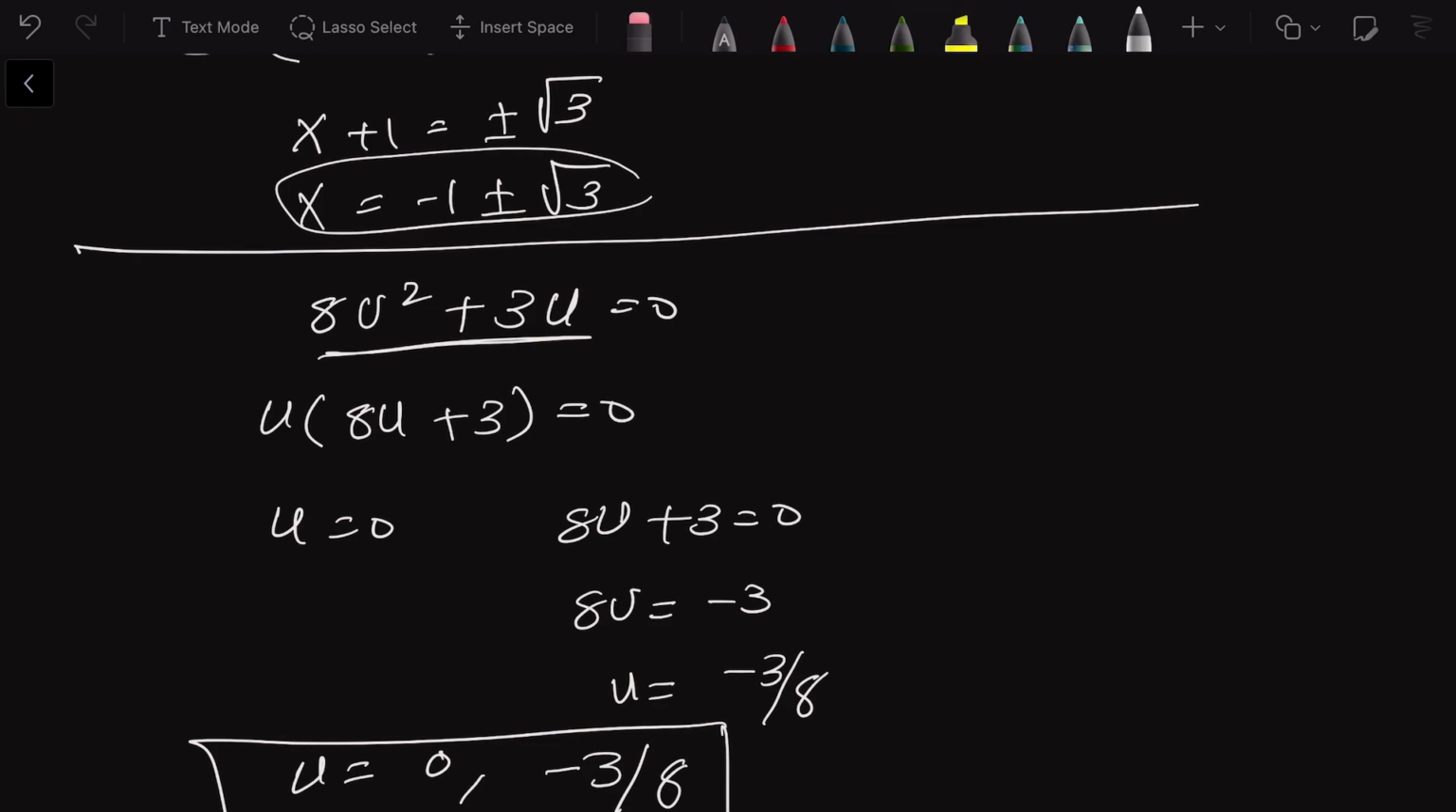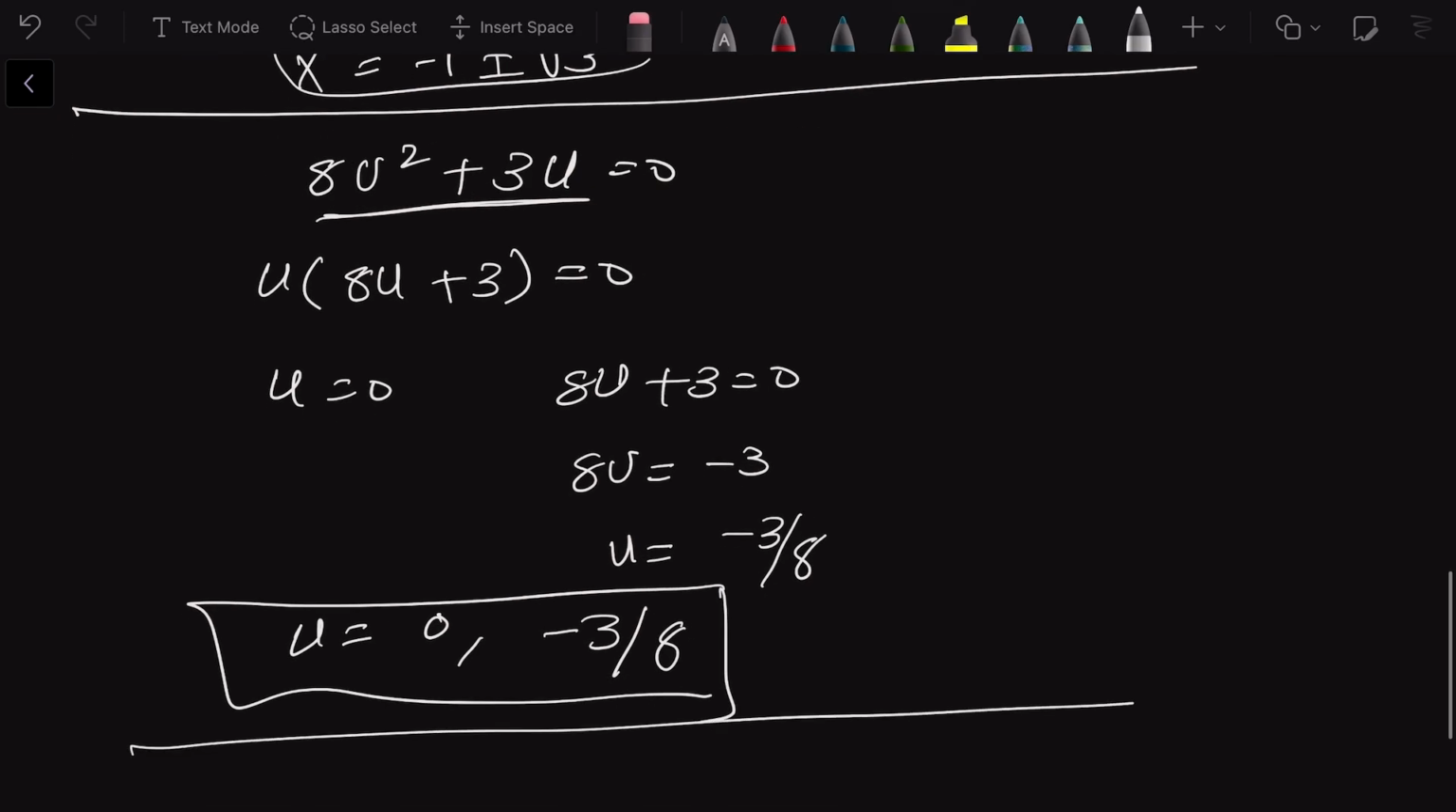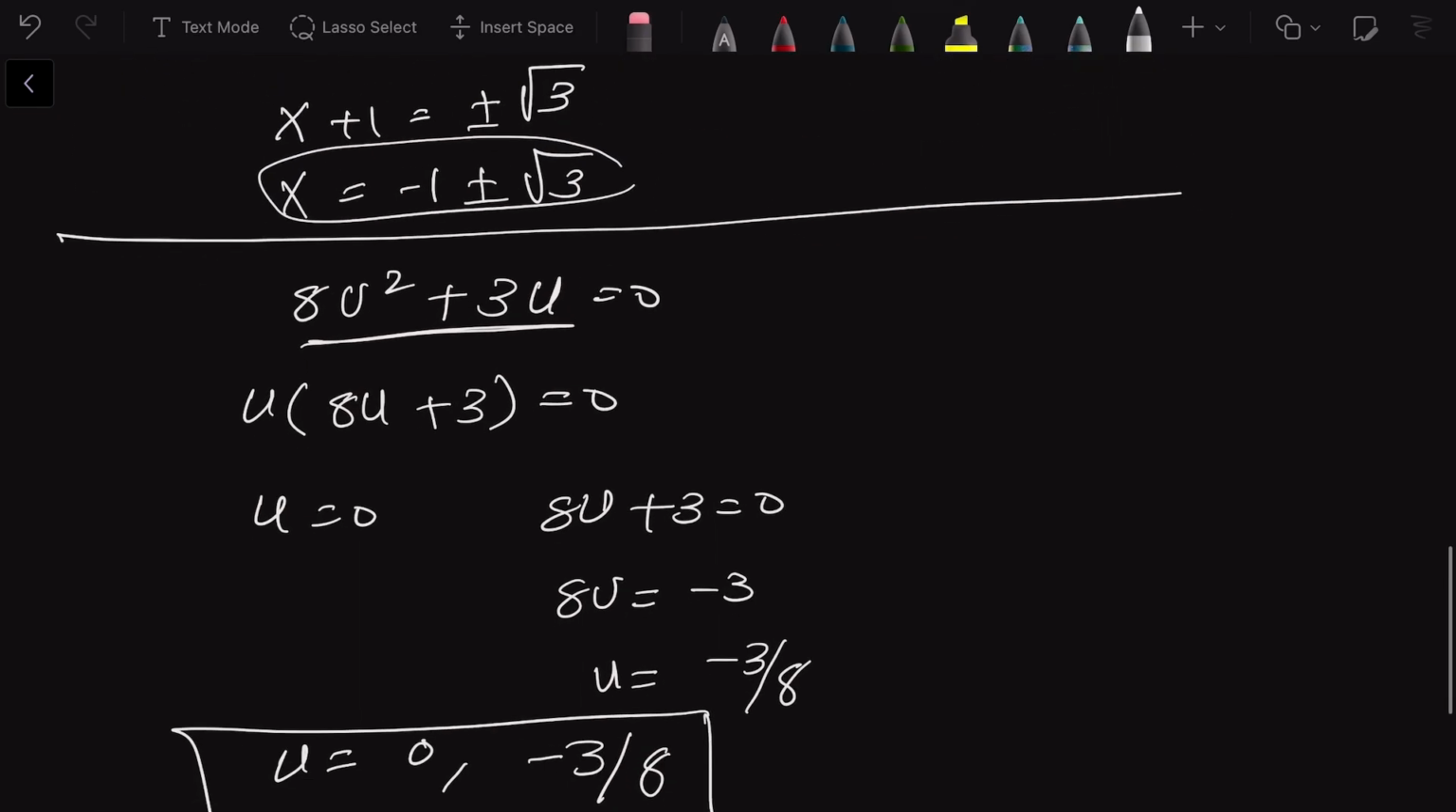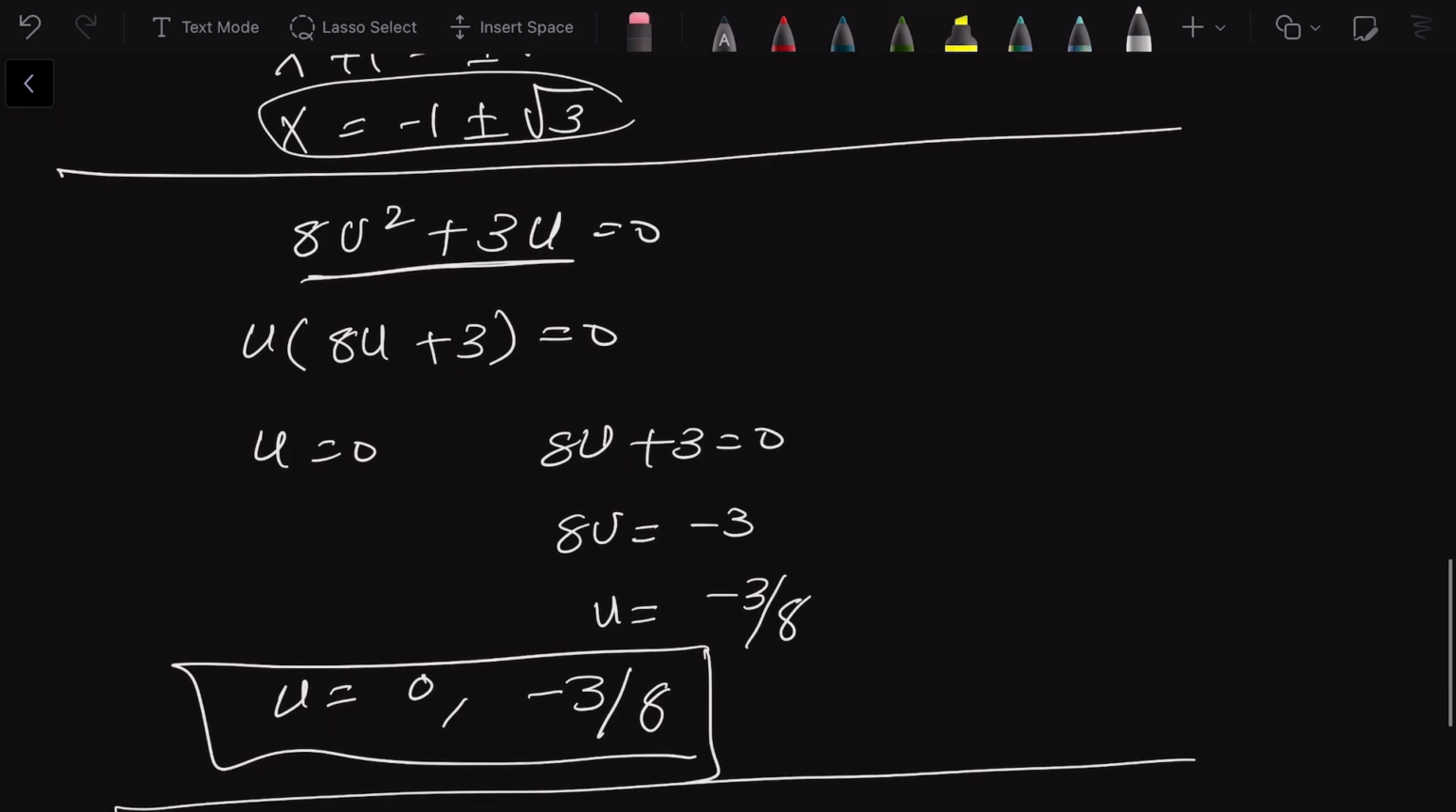So we need to find out what is the easiest way to solve the quadratic equation. So we have factoring, we have completing the square, and later on we're going to use the quadratic equation formula to solve the problem.